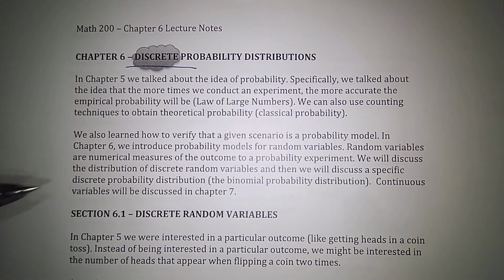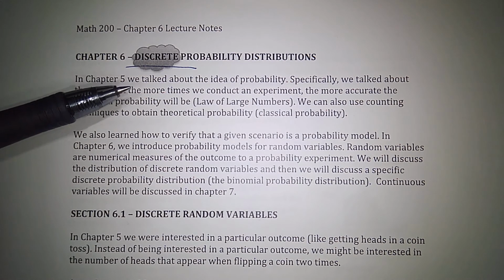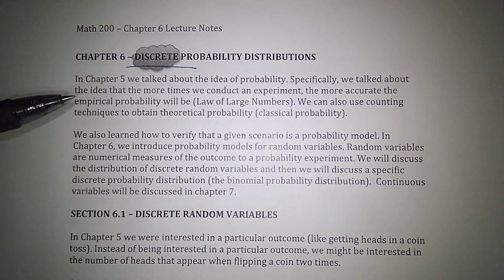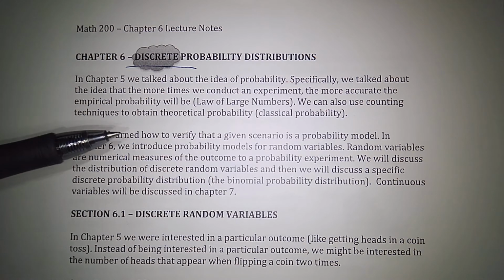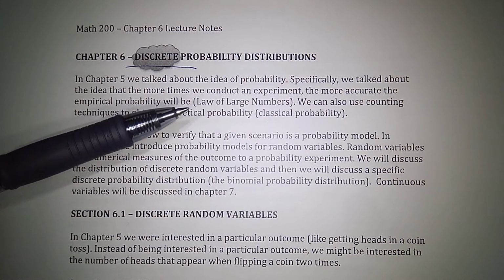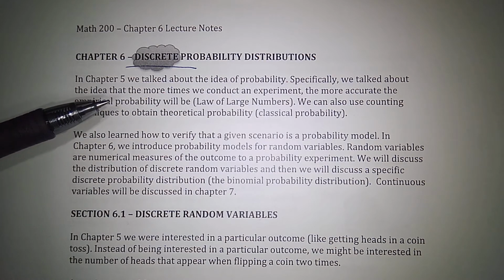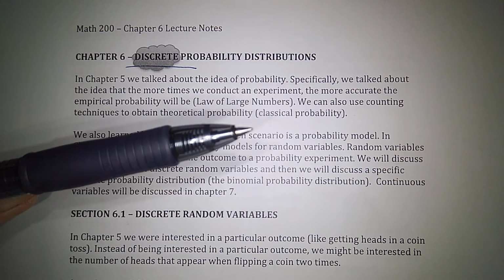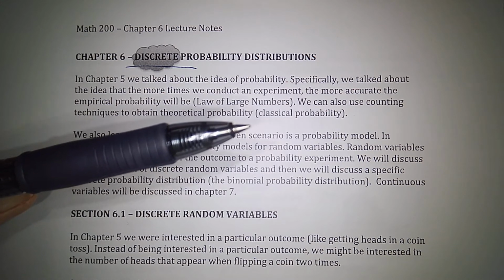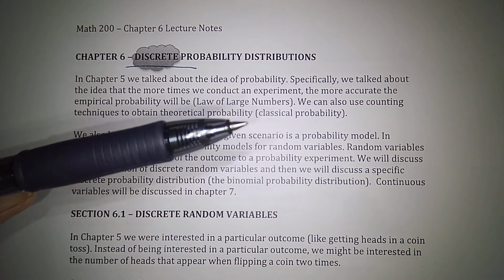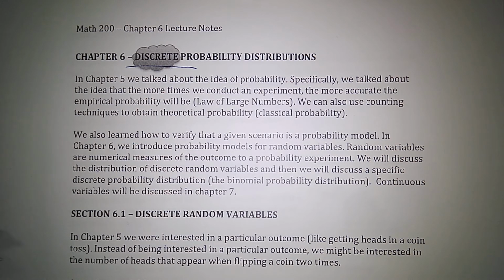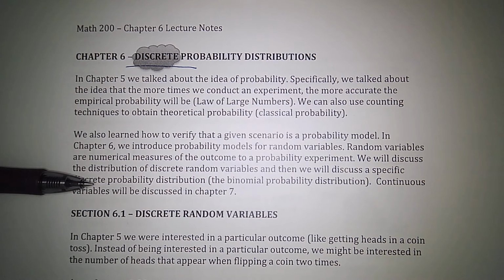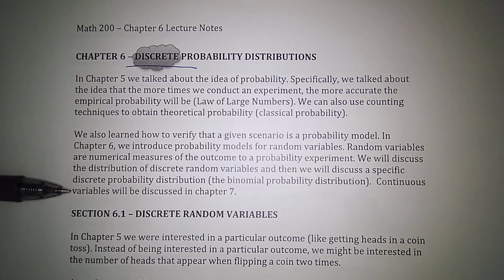In Chapter 5, we talked about the idea of probability, specifically the idea that the more times we conduct an experiment, the more accurate the empirical probability will be. This is, of course, using the law of large numbers. The empirical probability becomes more and more closely related to the theoretical probability, or the classical probability, when the n, or the number in your sample, increases. We also learned how to verify that a given scenario is a probability model.